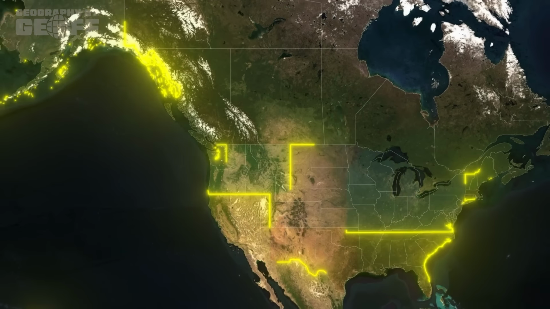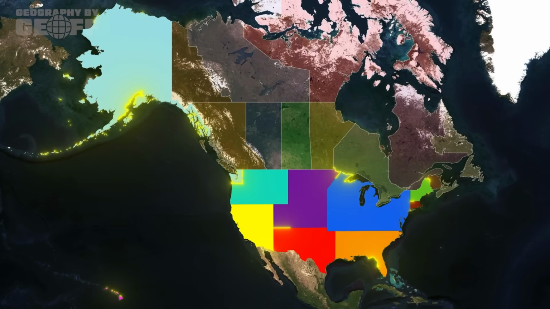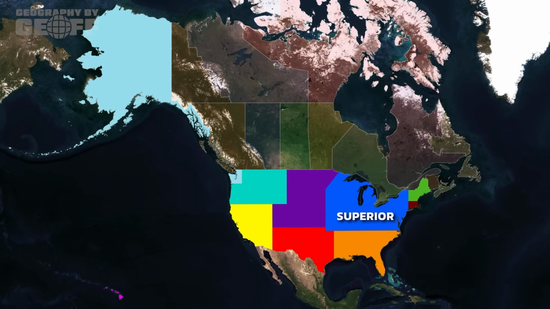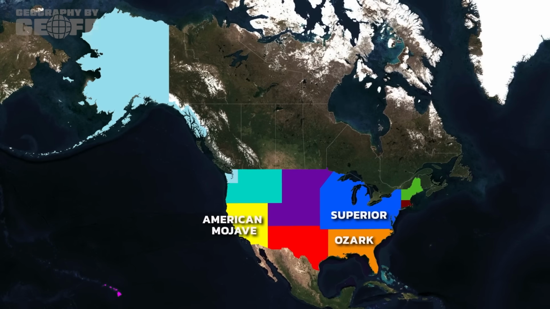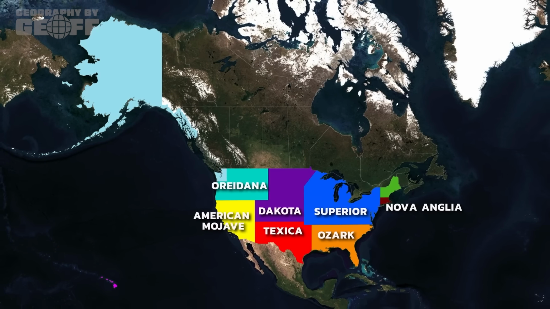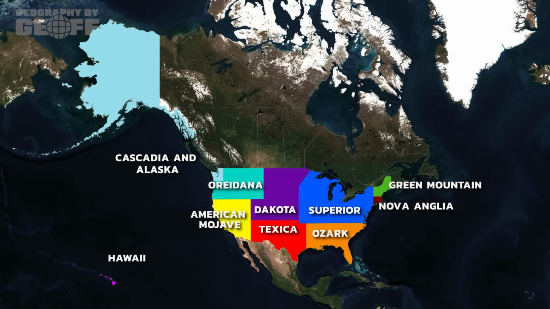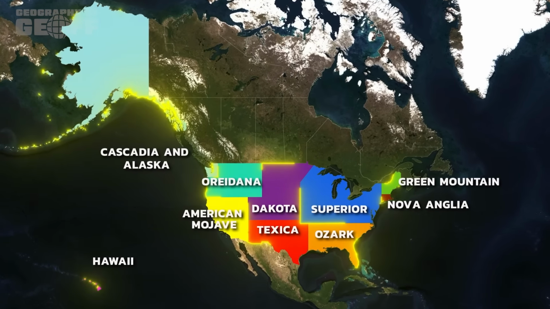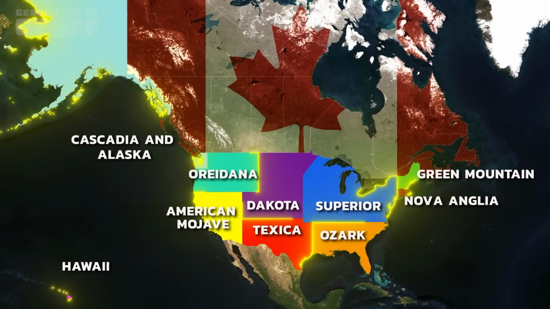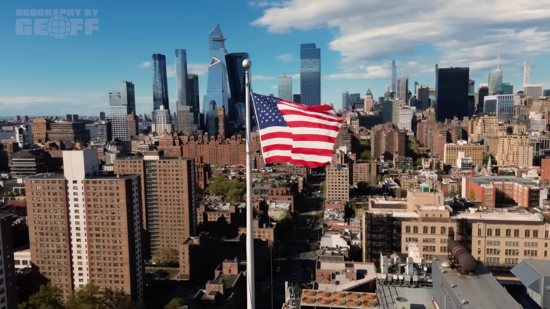The United Provinces of America divided up in a way that most closely resembles Canada's provinces, with Superior, Ozark, American Mojave, Texas, Dakota, Oridina, Nova Anglia, Green Mountain, Cascadia and Alaska, and Hawaii carved into 10 big, blocky provinces. Canada would be proud. Obviously, this is not how the United States divided itself, but it is a fun thought experiment in comparing the two countries.